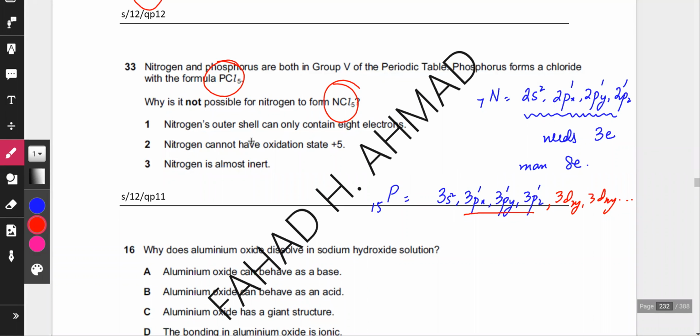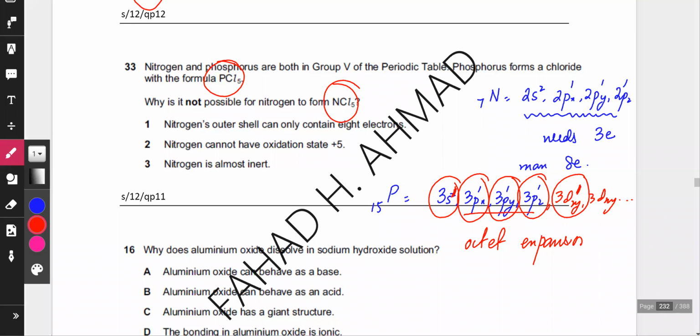Octet expansion is that the electrons can get further distributed. And now 5 of these orbitals can bond with other atoms and can share electrons. Is this point clear? Yes. Okay? Remember this point. This is known as octet expansion.